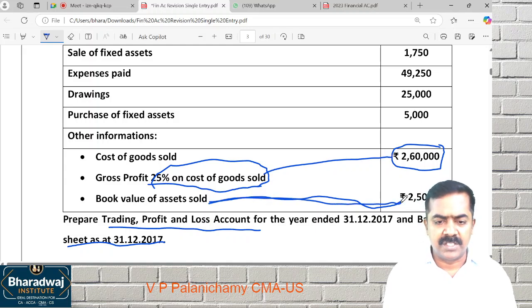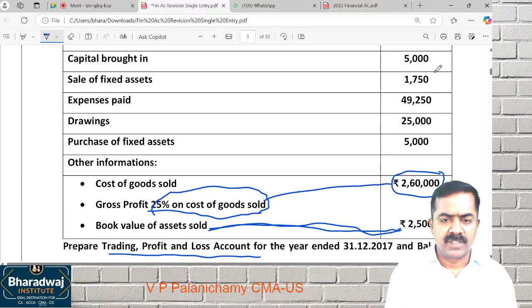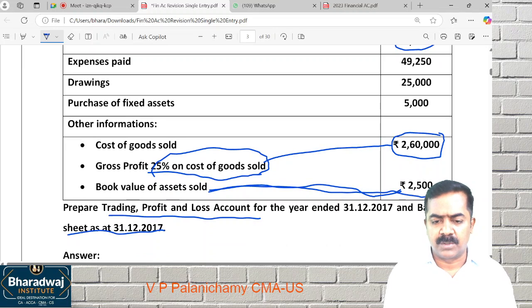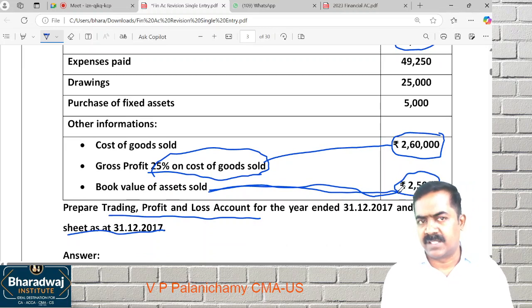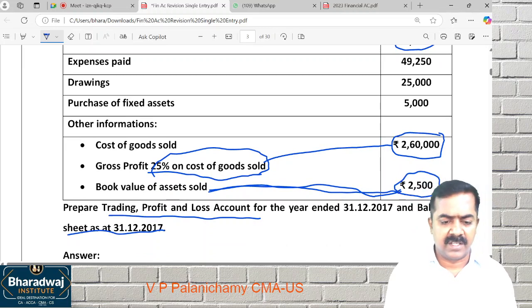Book value of the asset sold is given to find out the profit or loss. We sold the fixed asset for how much? 1,750. What is the book value of the asset sold? Which means there is a loss on sale of asset.